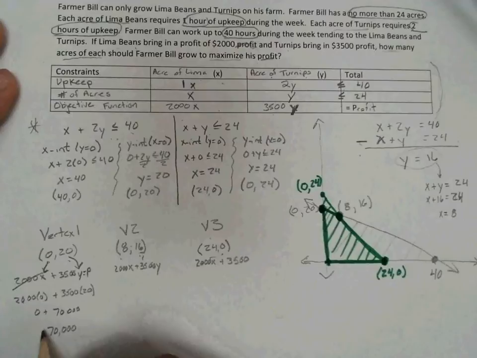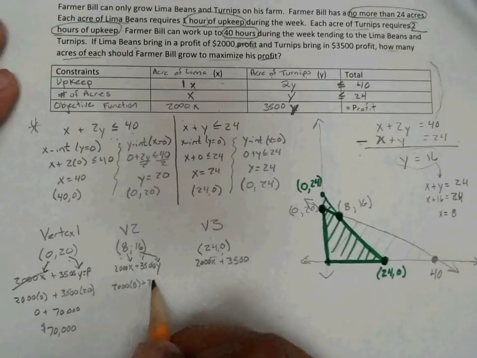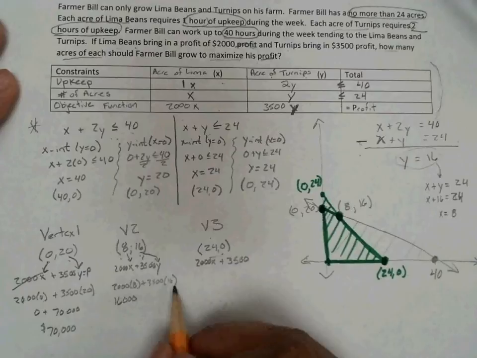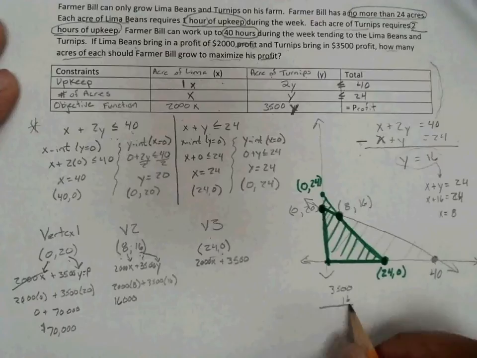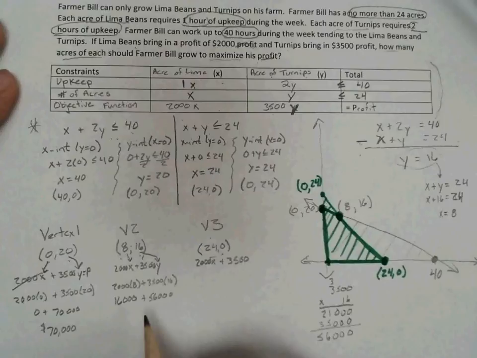Over here, we're going to plug in 8, and we're going to plug in 16. So we have 2,000 times 8, and then we have 3,500 times 16. So 8 times 2,000 is 16,000. And then we're going to multiply 3,500 times 16. So I'm going to do that all to the side real quick. 6 times 5 is 30. 6 times 3 is 18, add 3, we get 21. So we get 56,000. We're going to add these two together. So we get 72,000.